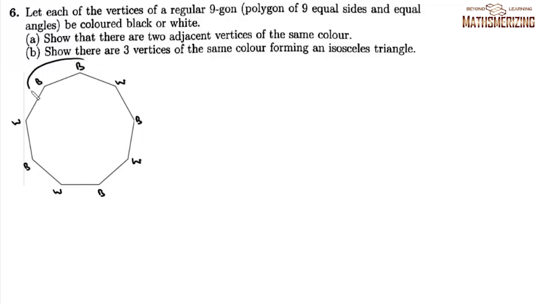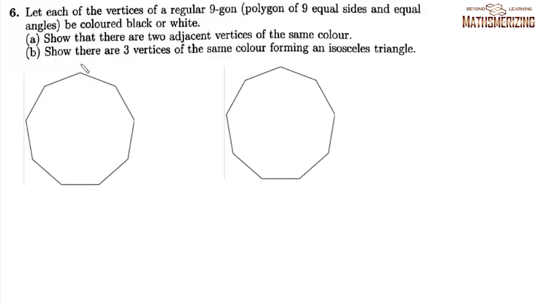So if we start with black, there'll be two adjacent vertices which are black, and if we start with white, then we'll end up having at least two vertices which are white. So in any case, there'll be two adjacent vertices of the same color. And part B, we have to show that there are three vertices of the same color forming an isosceles triangle.